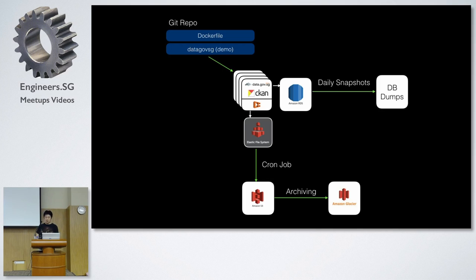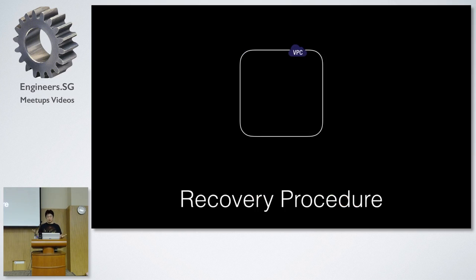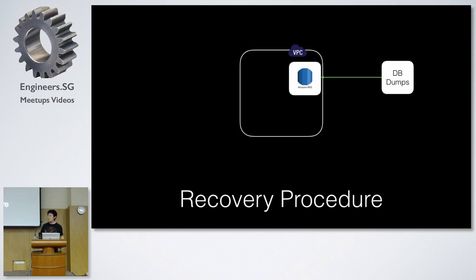So this is our backup system, and this makes the recovery procedure very, very easy. Let's say a meteor hits and destroys our data center. What do we do? Well, first thing you do, you set up a new VPC. You spin up a new database. It doesn't have to be RDS, it can be whatever, because it's Postgres, we can spin up whatever database you want, and you just take your database dump, which you stored hopefully offsite and in a safe location, and push it back to your database.